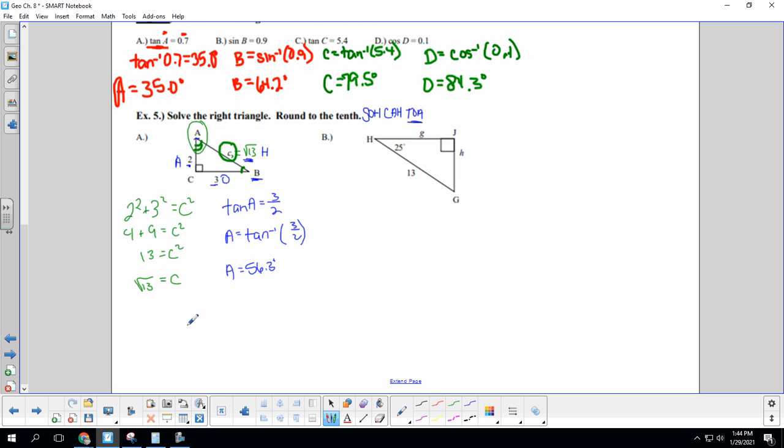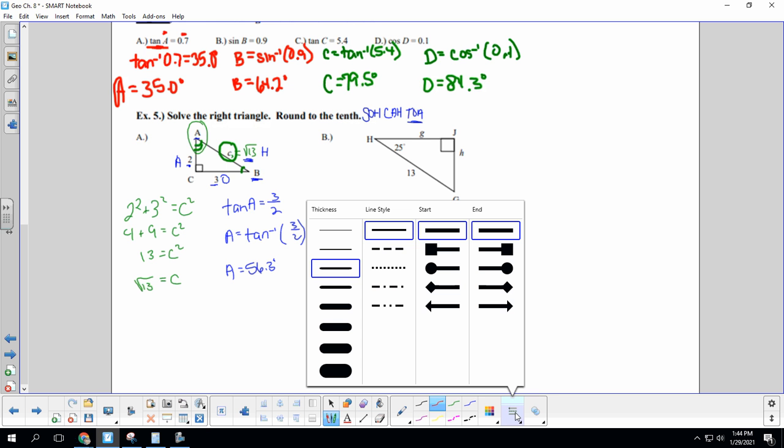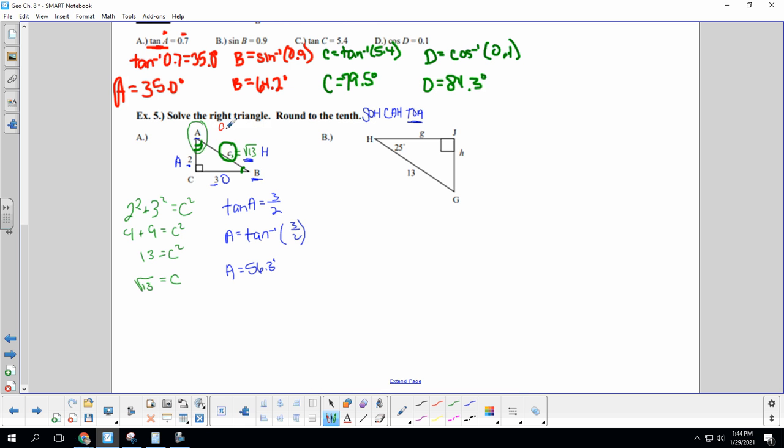We are going to use triangle sum. What? Miss Avogarth, triangle sum was so last semester. I know, but bear with me. Triangle sum says that all angles in a triangle add up to equal 180. So we've got angle A, which is 56.3, our 90-degree angle, and angle B all add up to equal 180 degrees.